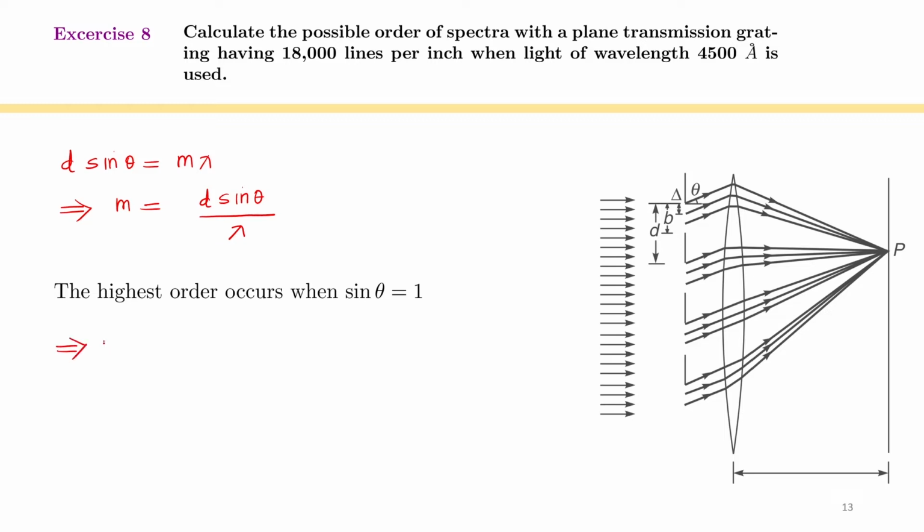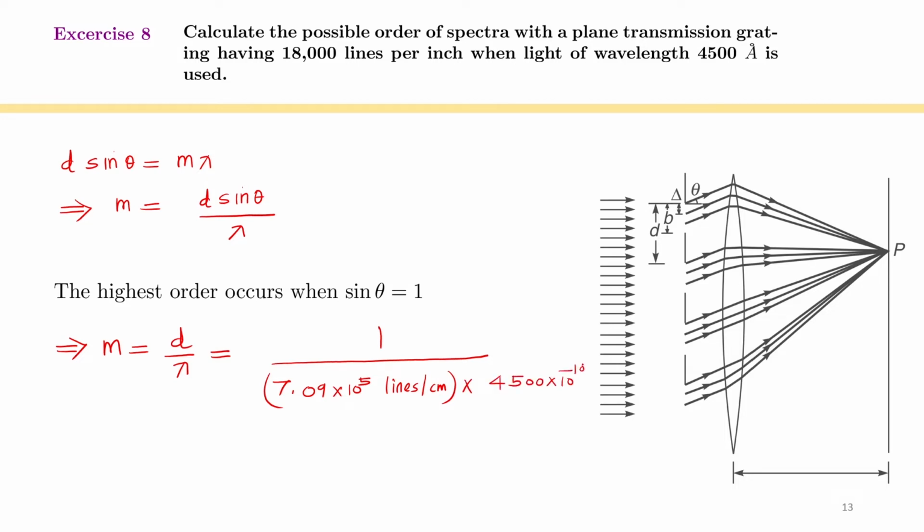Therefore, m equal to d over lambda, and this is equal to 1 over 7.09 times 10 raised to 5 lines per centimeter multiplied by 4500 times 10 raised to minus 10 meter. This will give us m equal to 3.